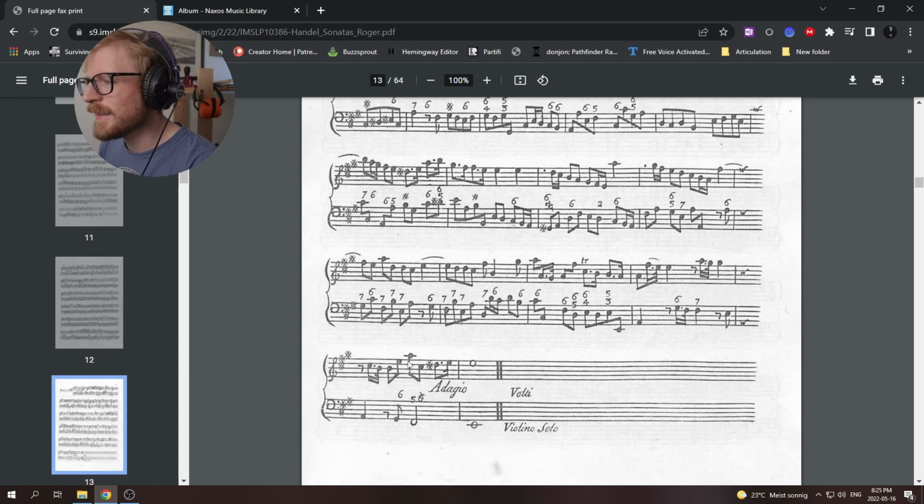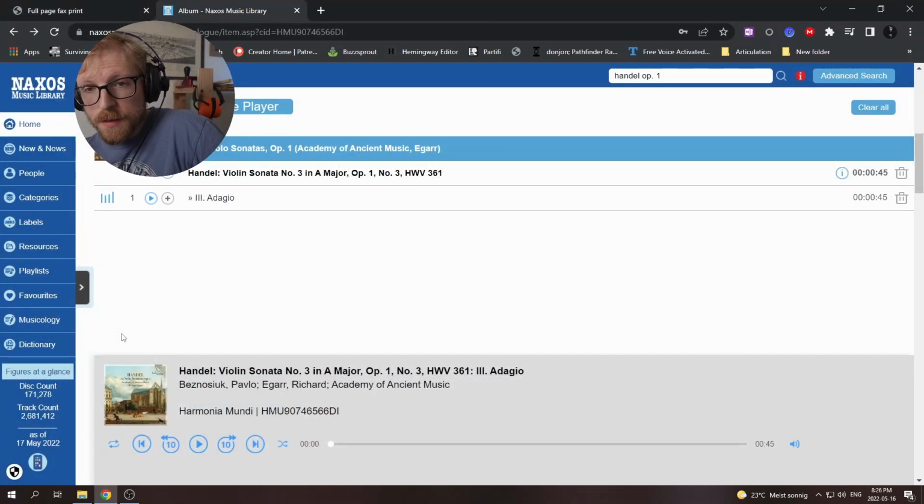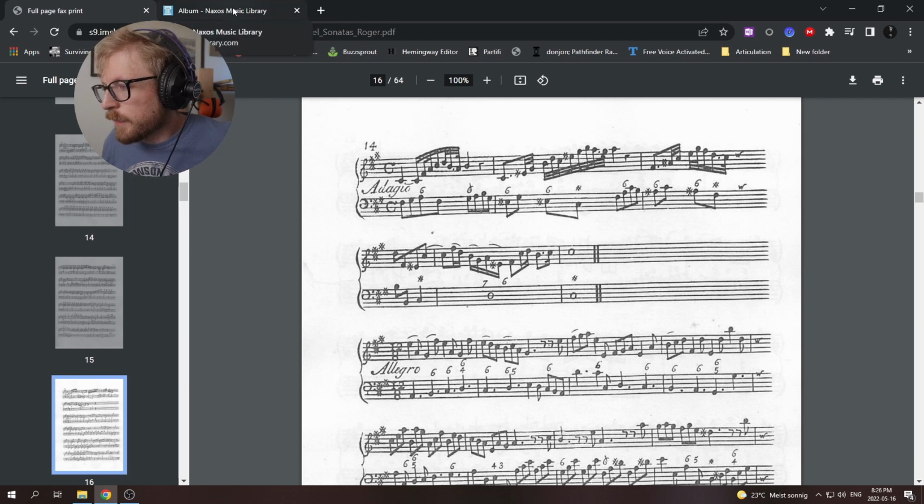So he takes a little time, but it's very little what he does there. Good. So now we're in the same piece, Opus 1, number 3, the Adagio movement, the third movement of the same collection. Interestingly enough, we have the cadenza written out. Theoretically, there's nothing more that you need to do. Same recording, same people, Pavlo Beznosiuk playing.